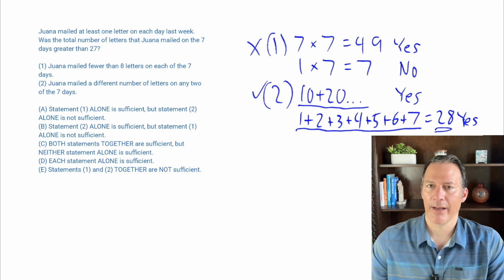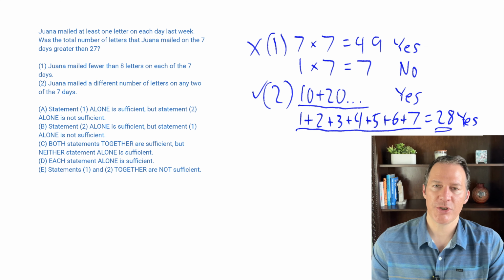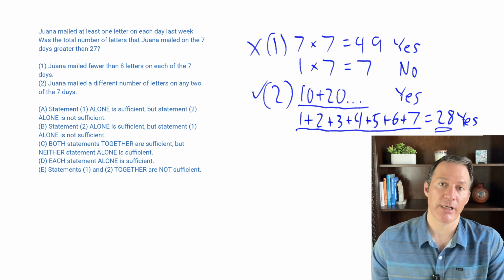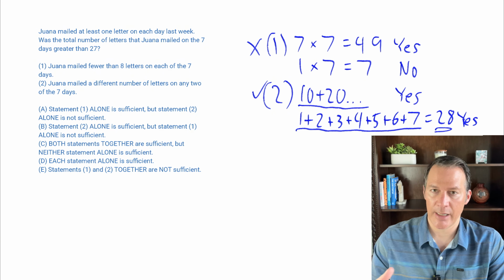Okay, so again, big picture here. What you want to do is be smart when you're picking numbers. Test for insufficiency. On a yes-no question, that means testing for a yes and a no. And in particular, if it's a greater than question, test extremes. See what happens when you make the numbers as big as possible and as small as possible. And if you get a yes and a no, it's going to be insufficient. If you get 2 of the same answer, yes, yes, or no, no, then you know it actually is sufficient.